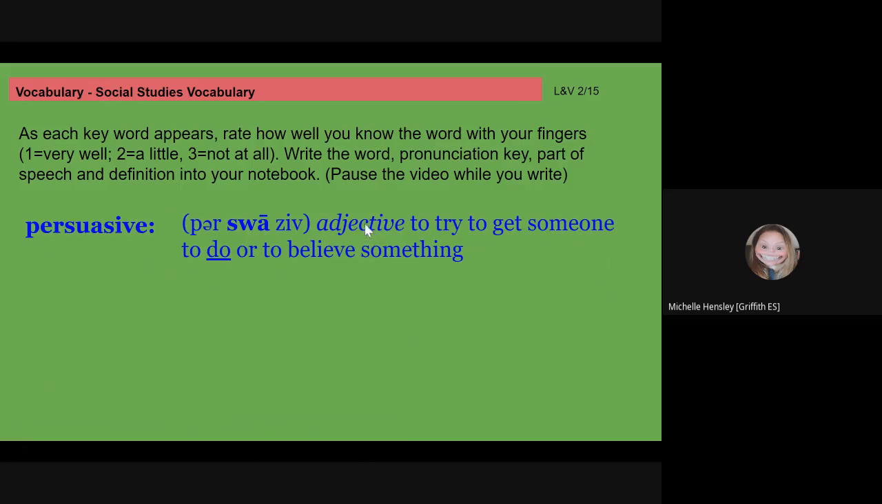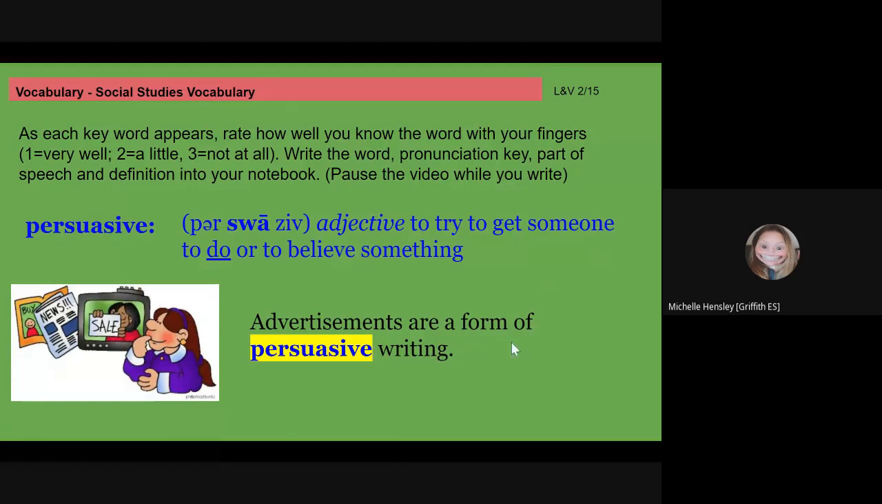Persuasive is an adjective, and adjectives are words that describe nouns. Okay, so it's an adjective, it's a description word for a noun, and it means to try to get someone to do or to believe something. So if someone is persuasive or their argument is persuasive, then that means that the person or the argument is really good at getting someone to do or believe something. That's what being persuasive is.